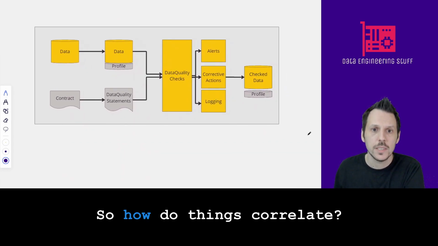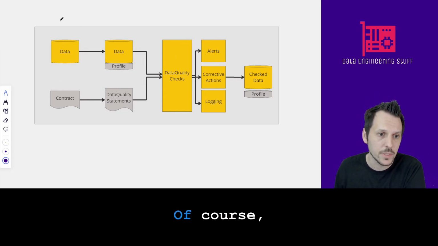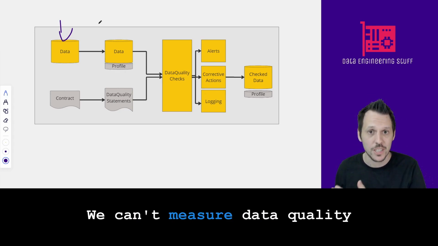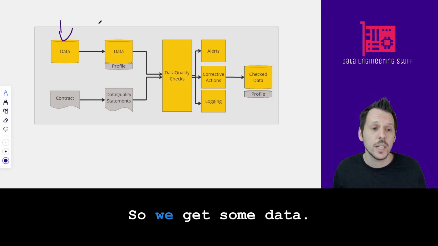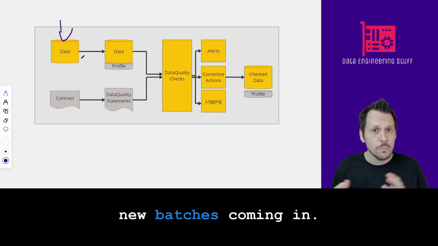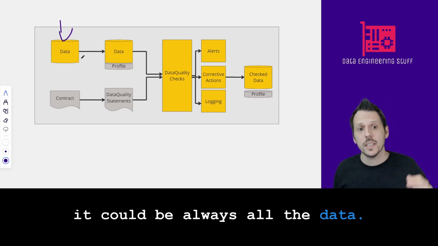So how do things correlate? So we have our data, of course. This is always our input. If we talk data quality, we can't measure data quality without data. So we get some data. We could talk only about new batches coming in. It could be always all the data.